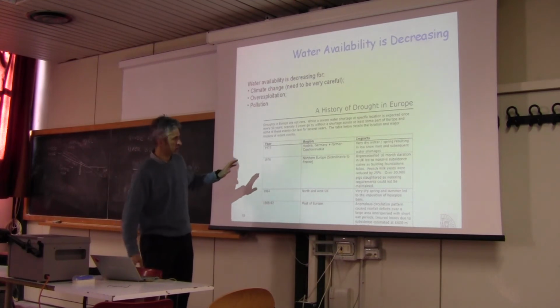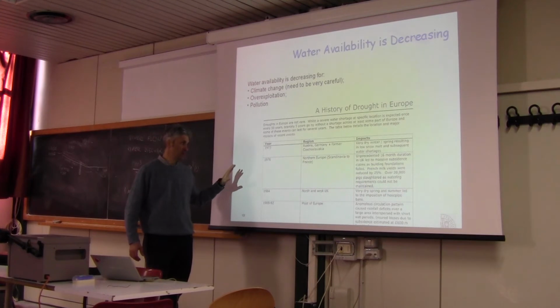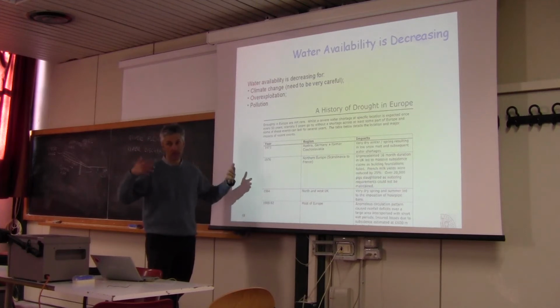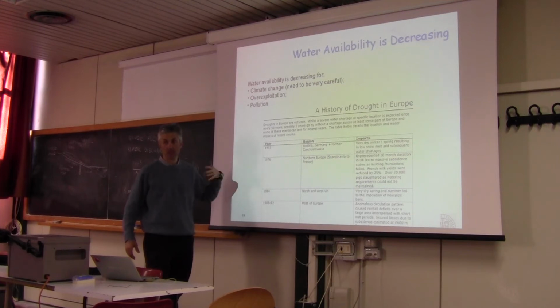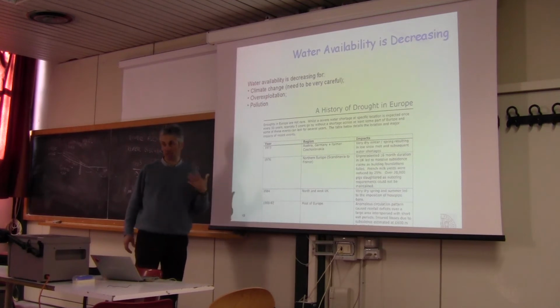This is a history of recent drought in Europe. I make it short. The moral of the story is that in the last 30-40 years, we noticed an increase in frequency of droughts in Europe. Some people say that this is just a perception, meaning that in the past we didn't perceive the droughts. Now we perceive them because we need more water. So some people say it's not climate change, it's just increased perception.